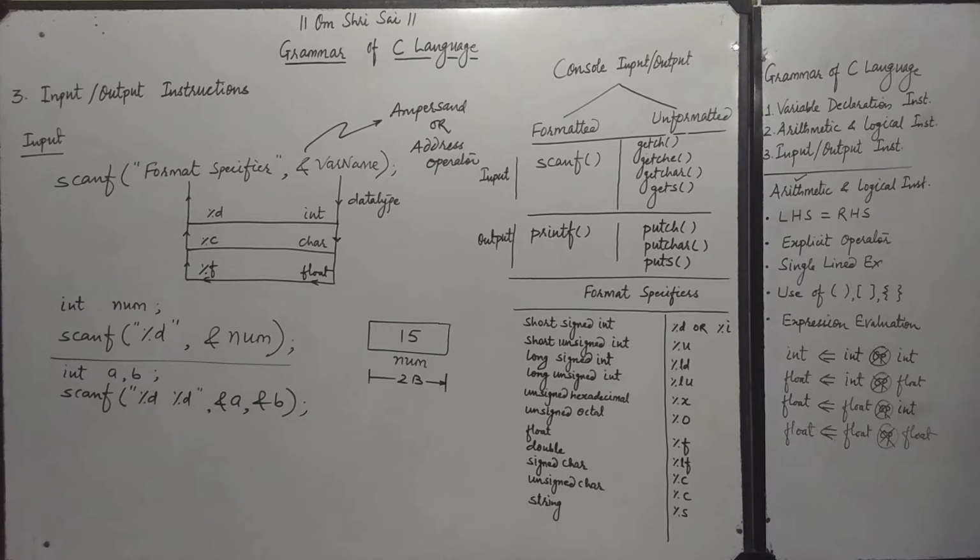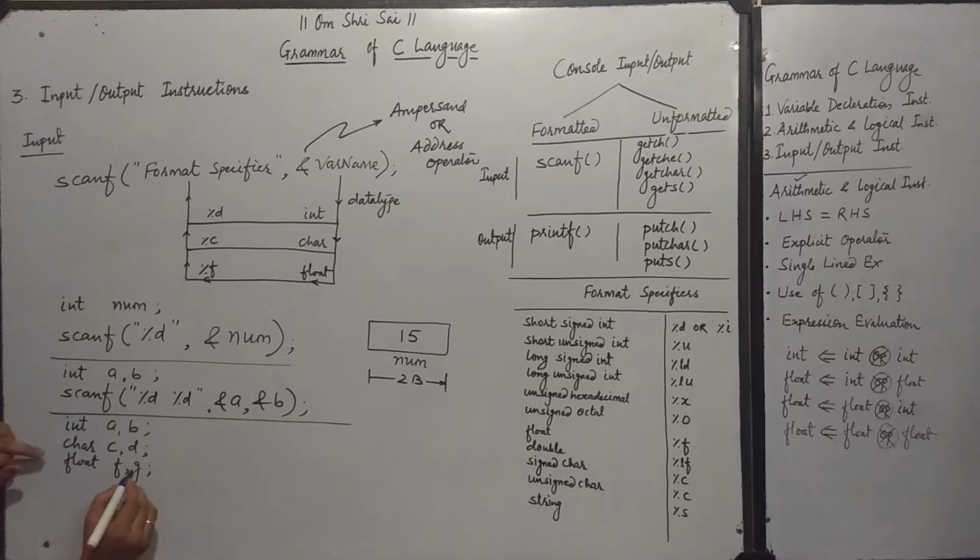This is how we can scan more than one variable. Now if we have different types of variables, we can scan all the variables simultaneously. For example, if we have two variables a and b of type integer, two variables of type char, and two variables of type float, f comma g, and I want to scan the values for these variables in a particular sequence.